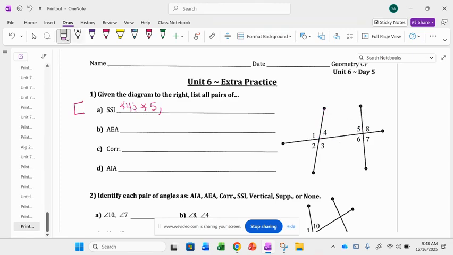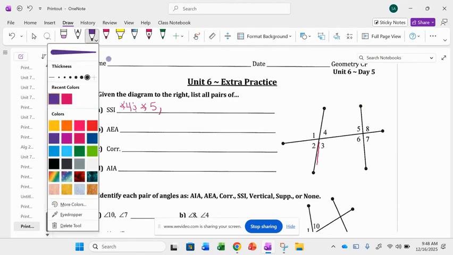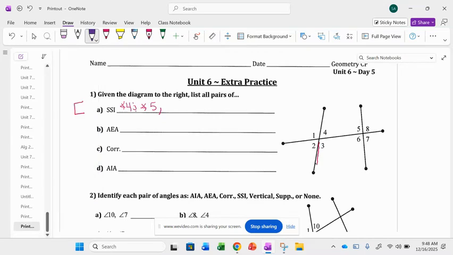Did anybody see the other pair of same side interior? Caitlin? You got it. So there was another C, outlining in purple right here, and in the armpits were 3 and 6.